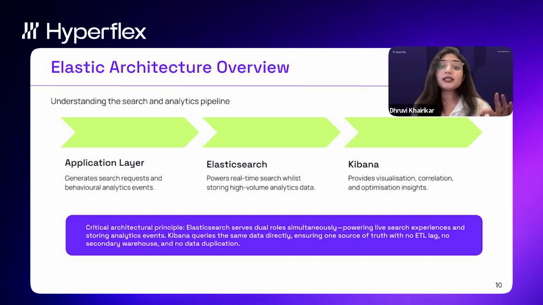Now here is the critical architectural principle, right? Kibana queries the exact same data in Elasticsearch that powers the live search. There is no mid ETL job, there is no secondary analytics warehouse that is needed, and hence there is no delay between what the user does and what we see. This means Kibana is operating on a single source of truth with near-zero latency. So when a user clicks on a product, that click is visible in Kibana almost immediately. And this tight coupling is what allows real-time optimization and not just some retrospective reporting.